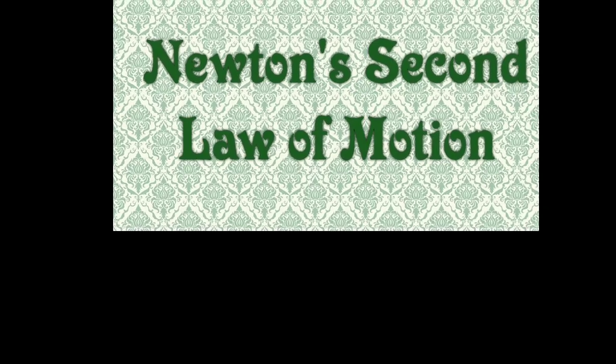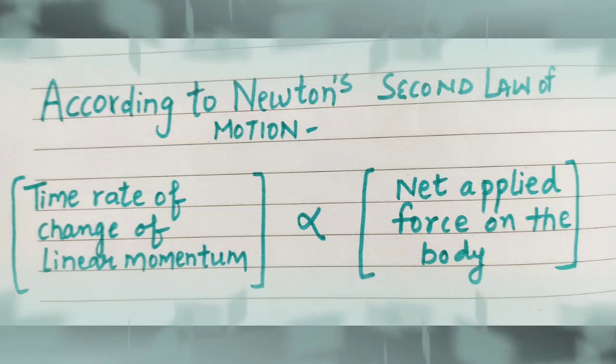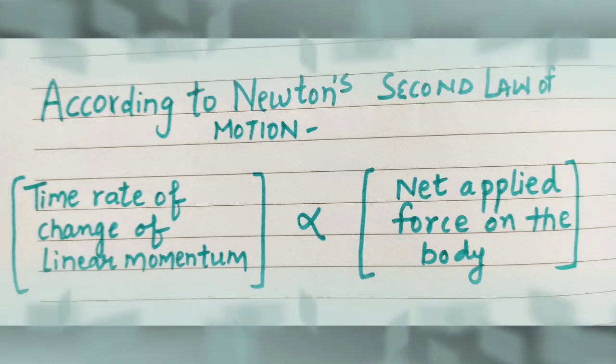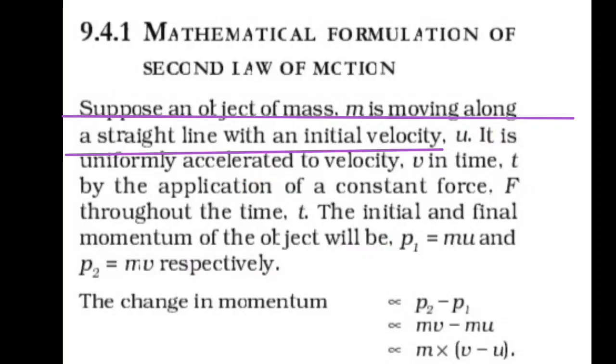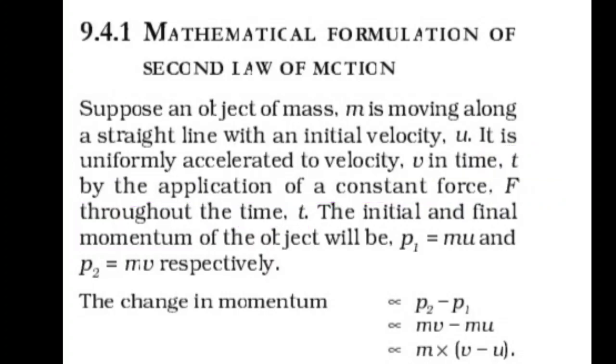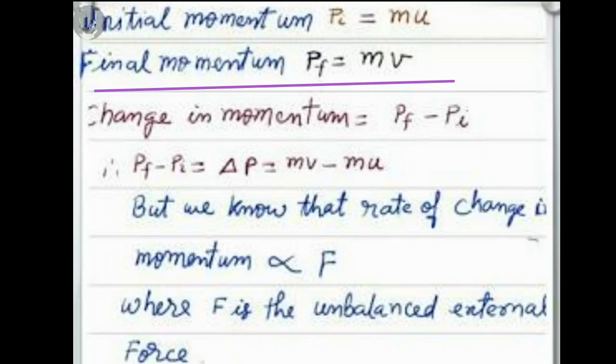Students, let's learn about Newton's second law of motion. According to Newton's second law of motion, the time rate of change of linear momentum is directly proportional to the net force applied on the body. Suppose an object of mass m is moving along a straight line with the initial velocity u. When a constant force F is applied on the body throughout the time t, then the object is uniformly accelerated to velocity v. So students, the initial momentum of the body is Pi, that is equal to mu, and the final momentum of the body is Pf, that is equal to mv.